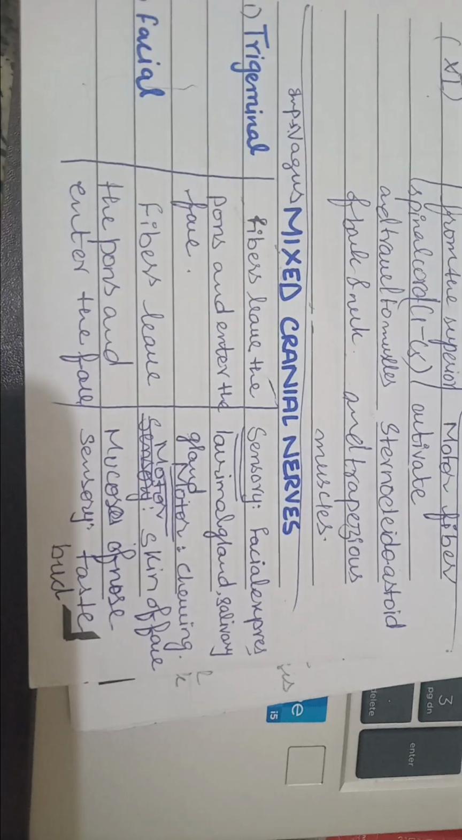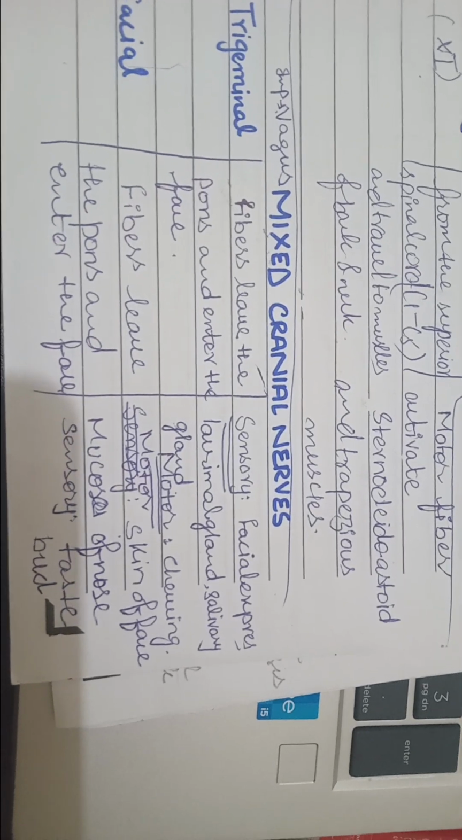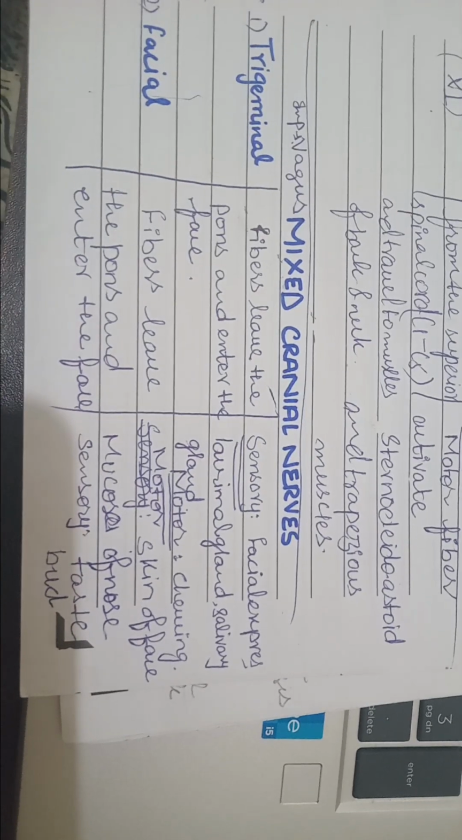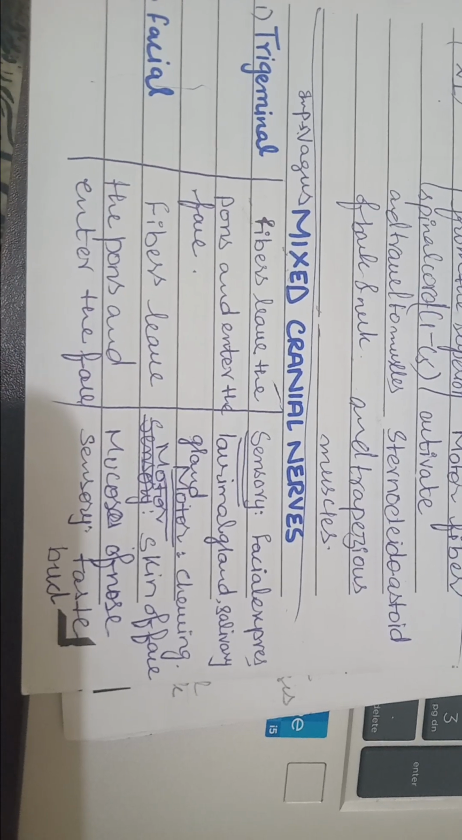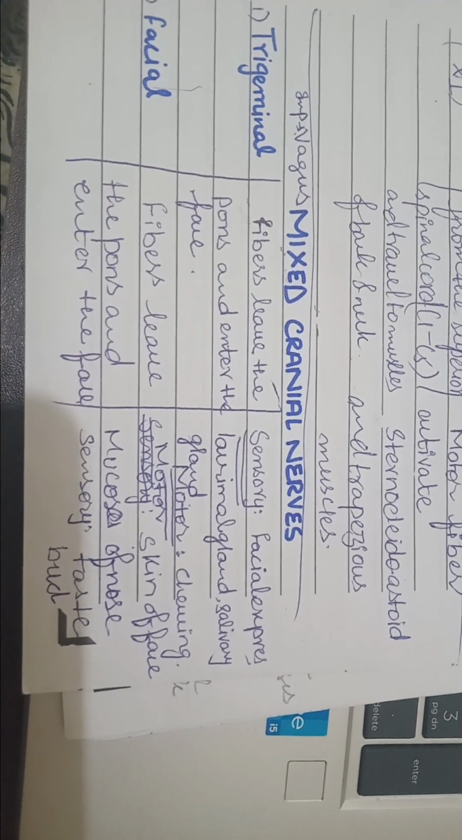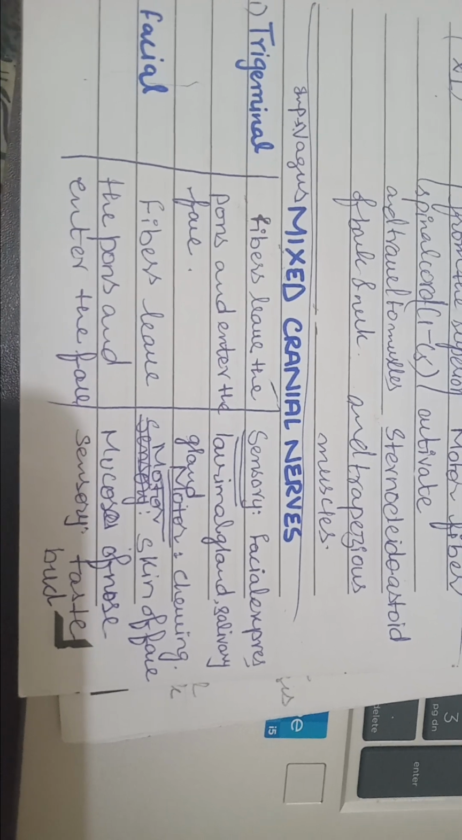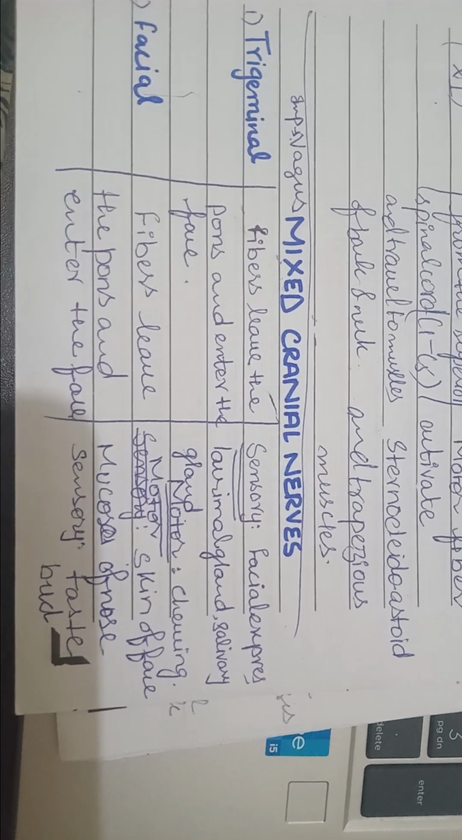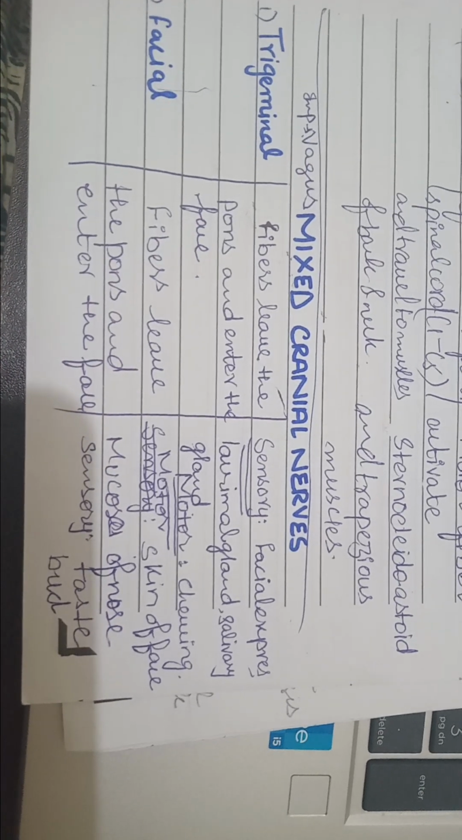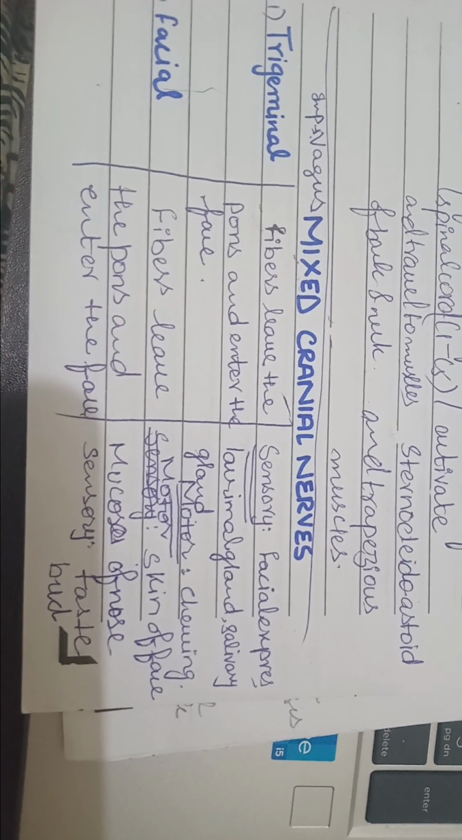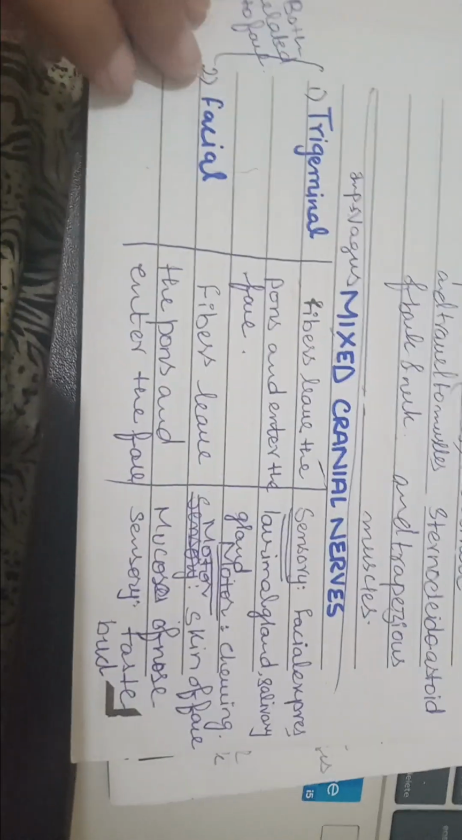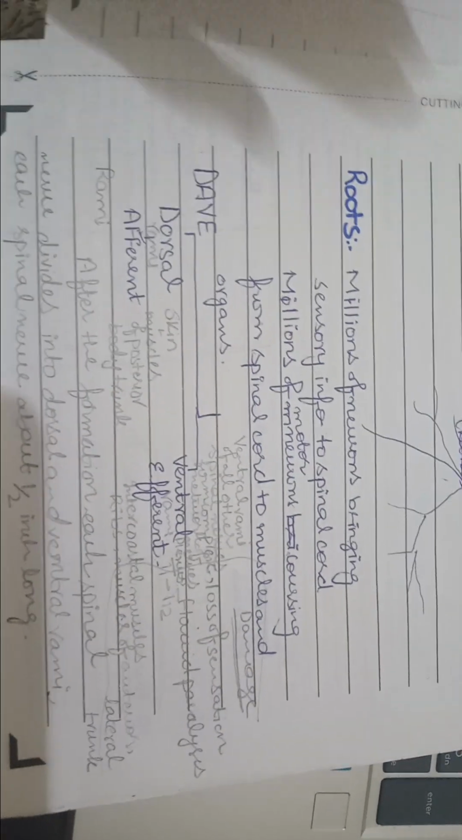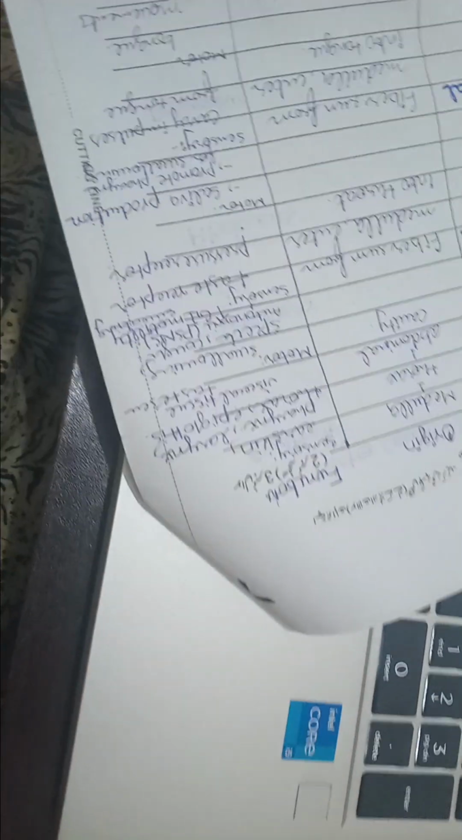What is the difference? The difference is that trigeminal in sensory case is controlling the facial expressions, lacrimal gland, and the salivary gland, whereas motor function will be controlling the chewing movement. And in case of facial, what will be the sensory? Taste buds. And motor, skin of face and mucosa of the nose. So here is the difference between both nerves, in sensory and motor functions.